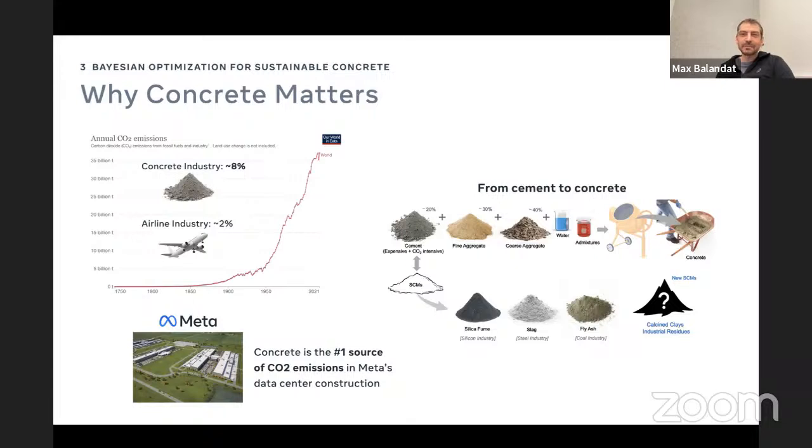So there's an intrinsic motivation to solve this problem, but also concrete is the number one source of CO2 emissions in our data center construction. And we build big data centers and a lot of them. And so we have net zero commitments. And so we need to work to hit those. And this is part of that work as well.